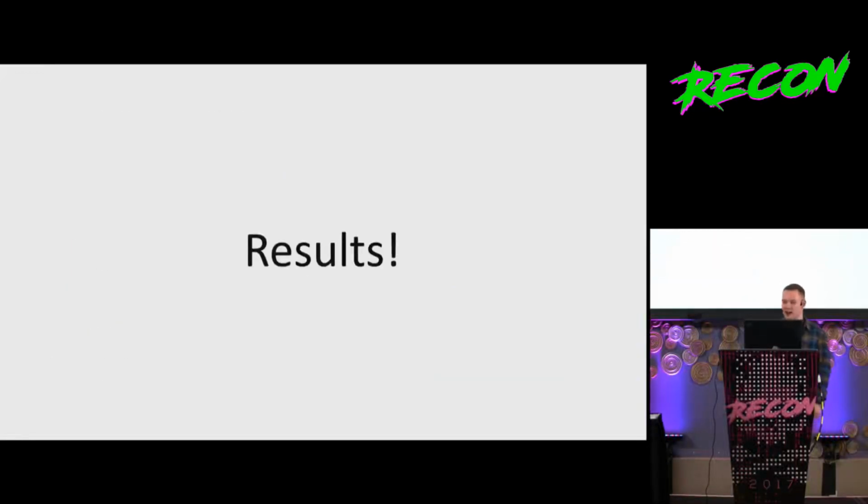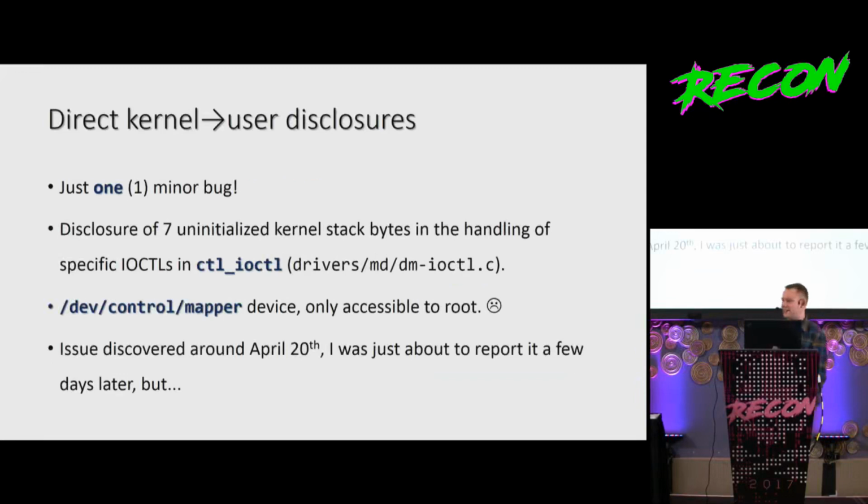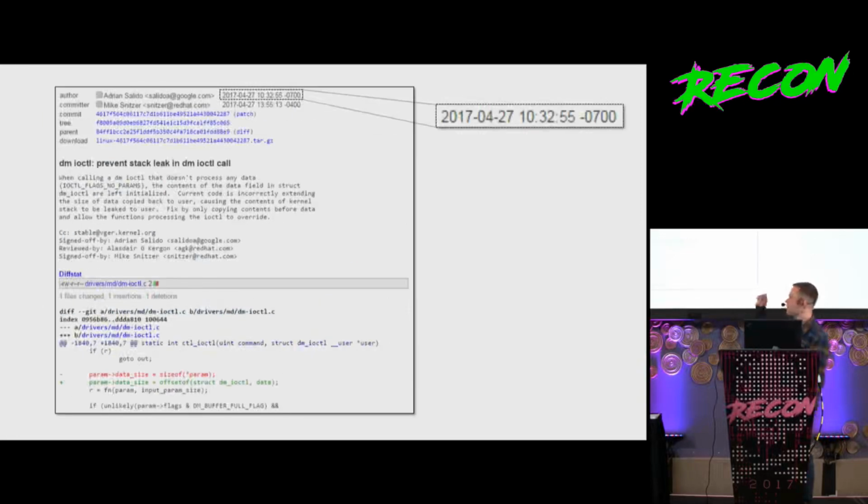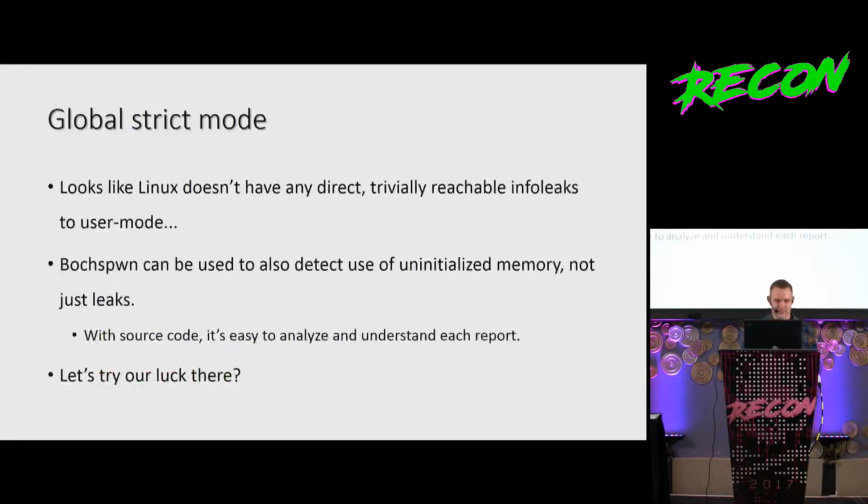As for the results, it's not as good as on Windows. It was just one single minor bug, which is a disclosure of 7 uninitialized kernel stack bytes in the handling of one IOCTL in a device that is only accessible to root. So yeah, it's not very impressive. I discovered this issue around April 20th, and I was just about to report it a few days later, but then when I was looking through commits, it turns out that 7 days later, someone else fixed it. So, you know, they are quite fast, I guess.